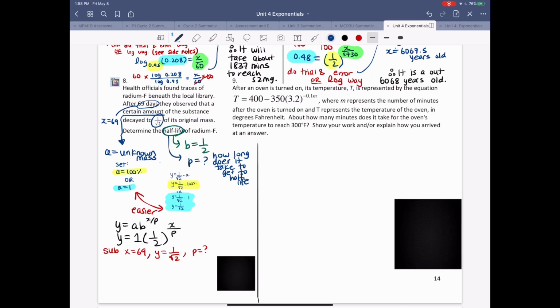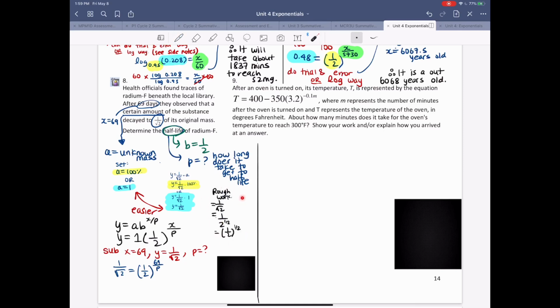So therefore, I will have 1 over square root 2 is equal to, I'm going to get rid of that 1, I don't really need it, 1 over 2 to the exponent of x is 69 divided by P. So notice, between all the methods, I'm noticing that I have a 2 on the left, 2 on the right, just looks a little different. I can rewrite that 1 over square root 2.